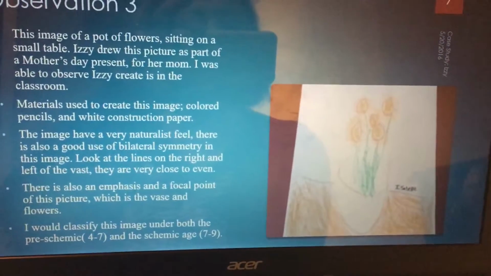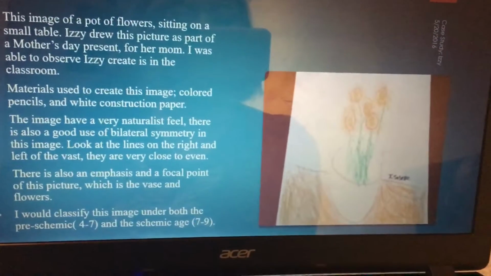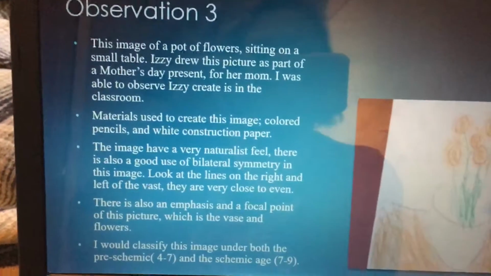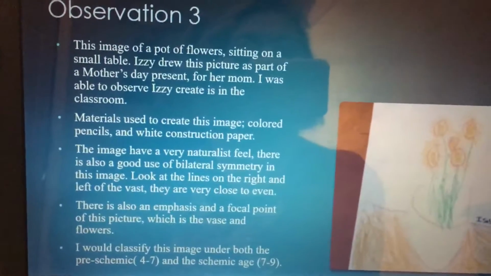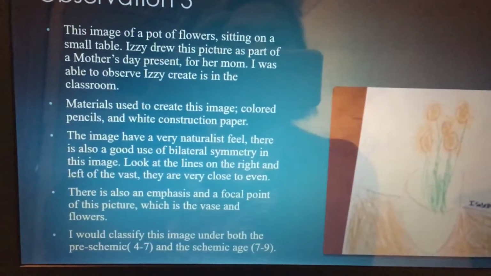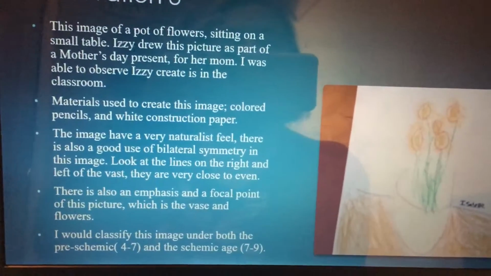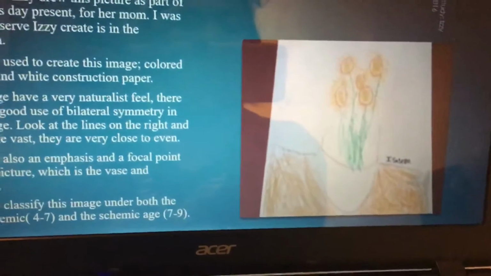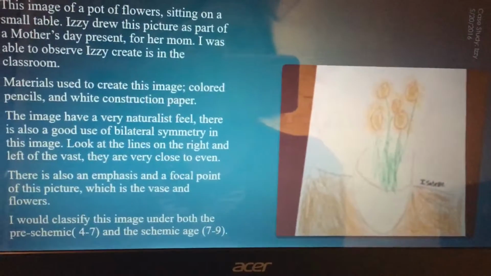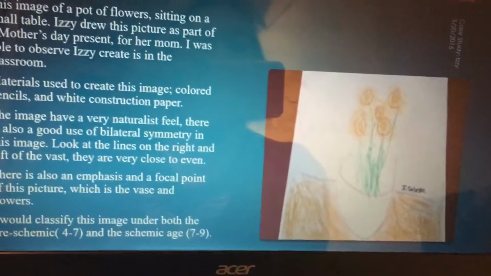There is also a good use of bilateral symmetry in this image. If we look at the lines on the right and the left, they are very close to even. There's also an emphasis and a focal point of this picture, which is the vase and the flowers. I would classify this image under both the pre-schematic age and the schematic age, which is 4 to 7 and then 7 to 9, just because of the bilateral symmetry of the image and the emphasis on the focal point.